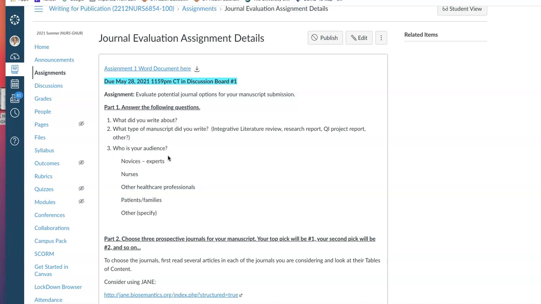Who's your audience? So if you are going to use your paper from 6808, then that's going to be called an integrative literature review. There's a difference between the integrative literature review and systematic literature review. That's very important that you name it the right thing.